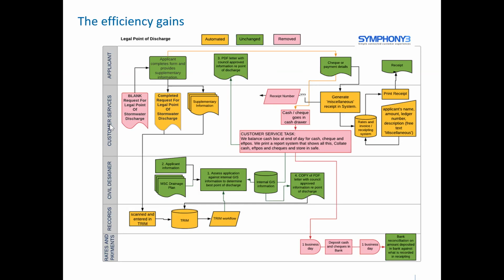The person in customer services doesn't actually have to get involved in this process, which is an immediate cost saving. We still need our civil designer, we need their brain power to handle this particular process. But again, with records, we've automated the records going into TRIM, into document management, so there's no need for them to be involved. And similarly with rates and payments, bar the bank reconciliation, we're able to do online payments and remove the need for them to get involved. So again, this really shows how much efficiency and how many cost savings we can get across the council. I think those few examples are probably enough.